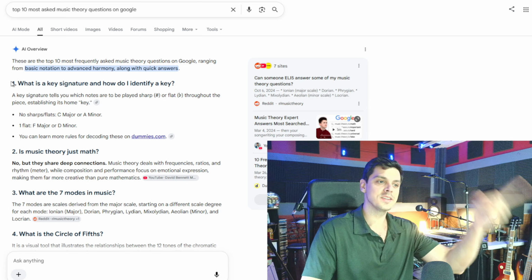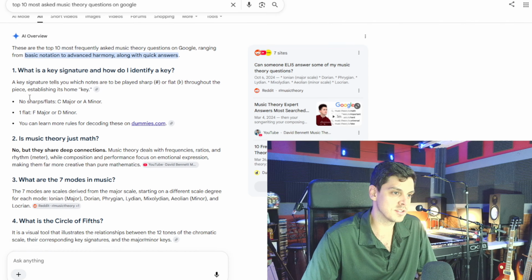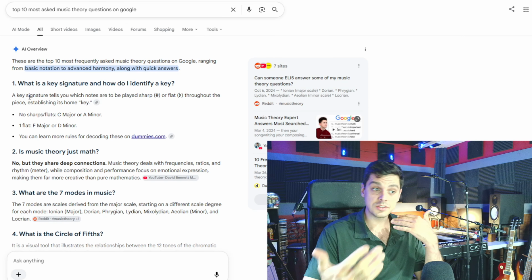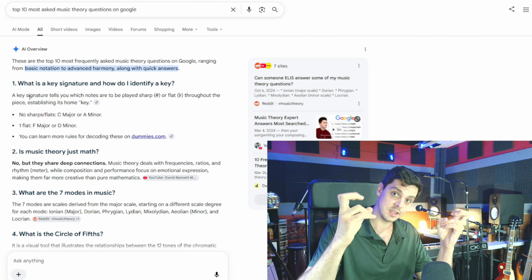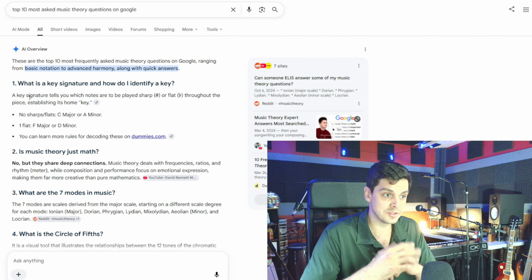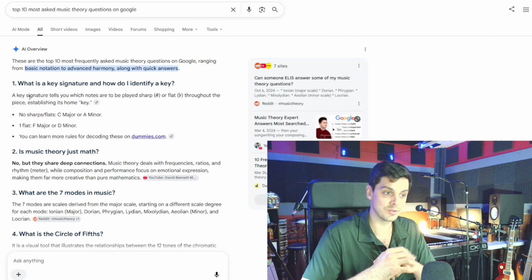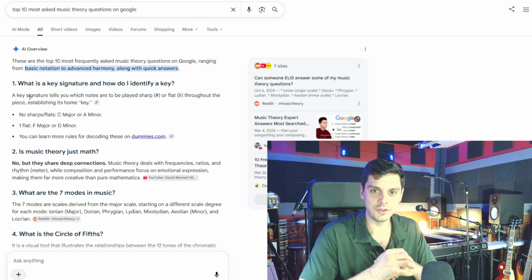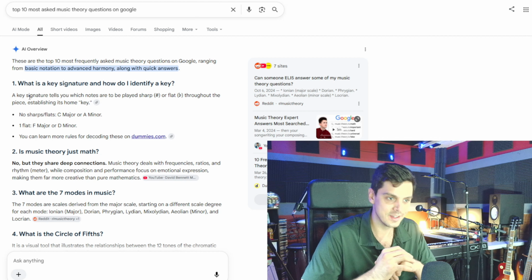Number 1: what is a key signature, and how do I identify a key? What it says here is, a key signature tells you which notes are to be played sharp or flat throughout the piece, establishing its home key. And then it gives you some examples. No sharps or flats is C major or A minor. One flat is F major or D minor. And then it gives you a helpful link to dummies.com, where you can learn more rules for decoding these.